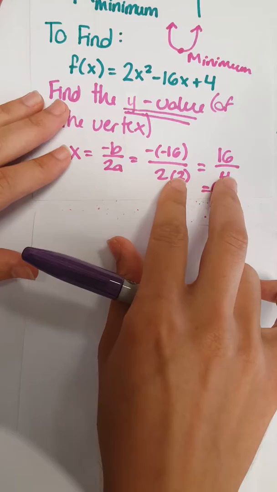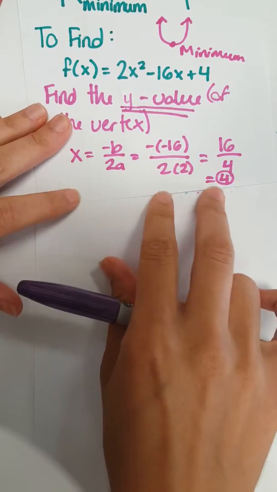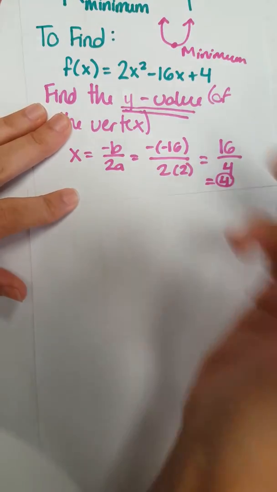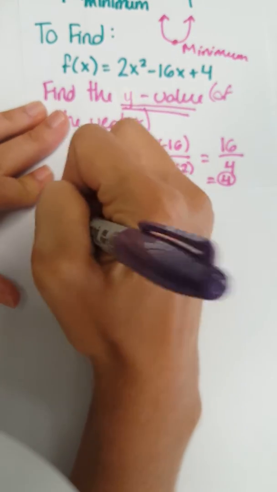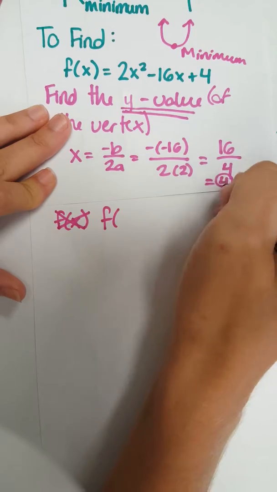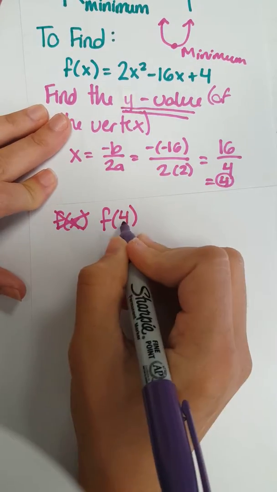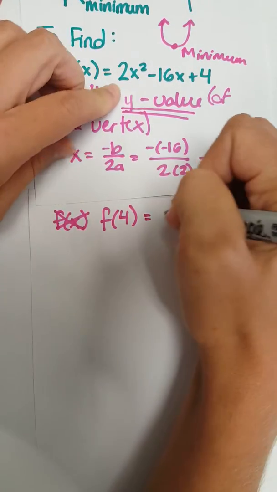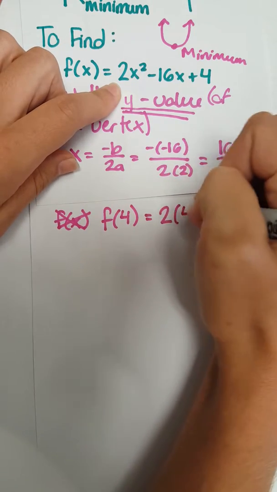We know the x value. Let's see here, is this straight? Better. We know the x value, so now we have to plug it back in. Remember, f of x is just another way of saying y. So we're going to write f of 4. Do you see how we're replacing that x with that 4? So now every time we see an x, we're going to replace it by 4.